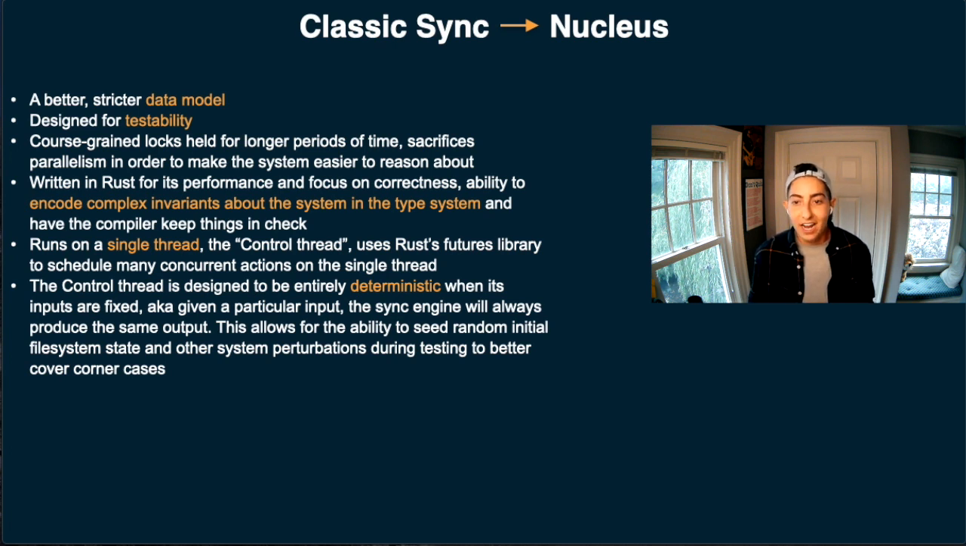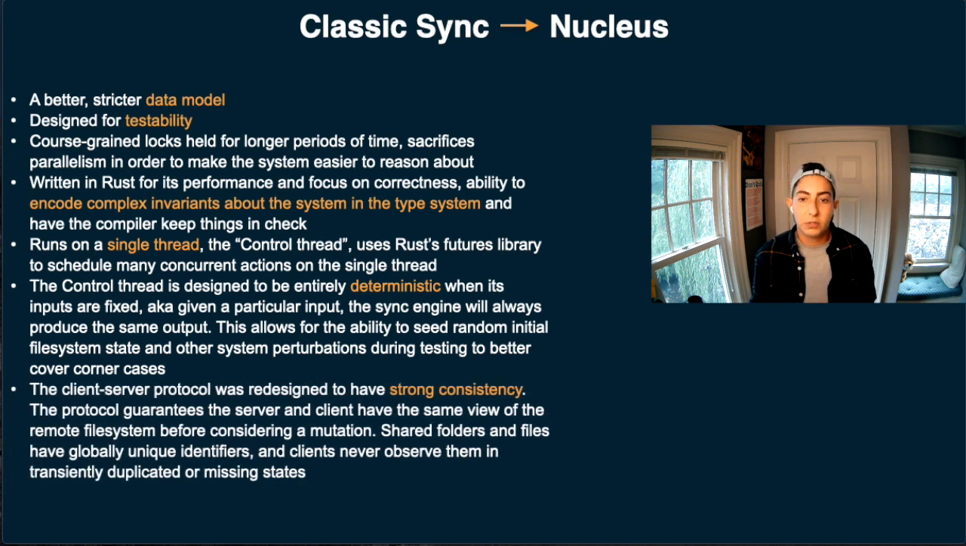It's a great word, right? During testing to better cover corner cases. So they can use a process to randomly generate some file system states and actually test them and know that anytime that's the state a user is encountering, it's going to have the same exact end result because it's deterministic. And this is one of the benefits of having this single thread rather than multiple threads, is that you can know exactly what's going to happen.